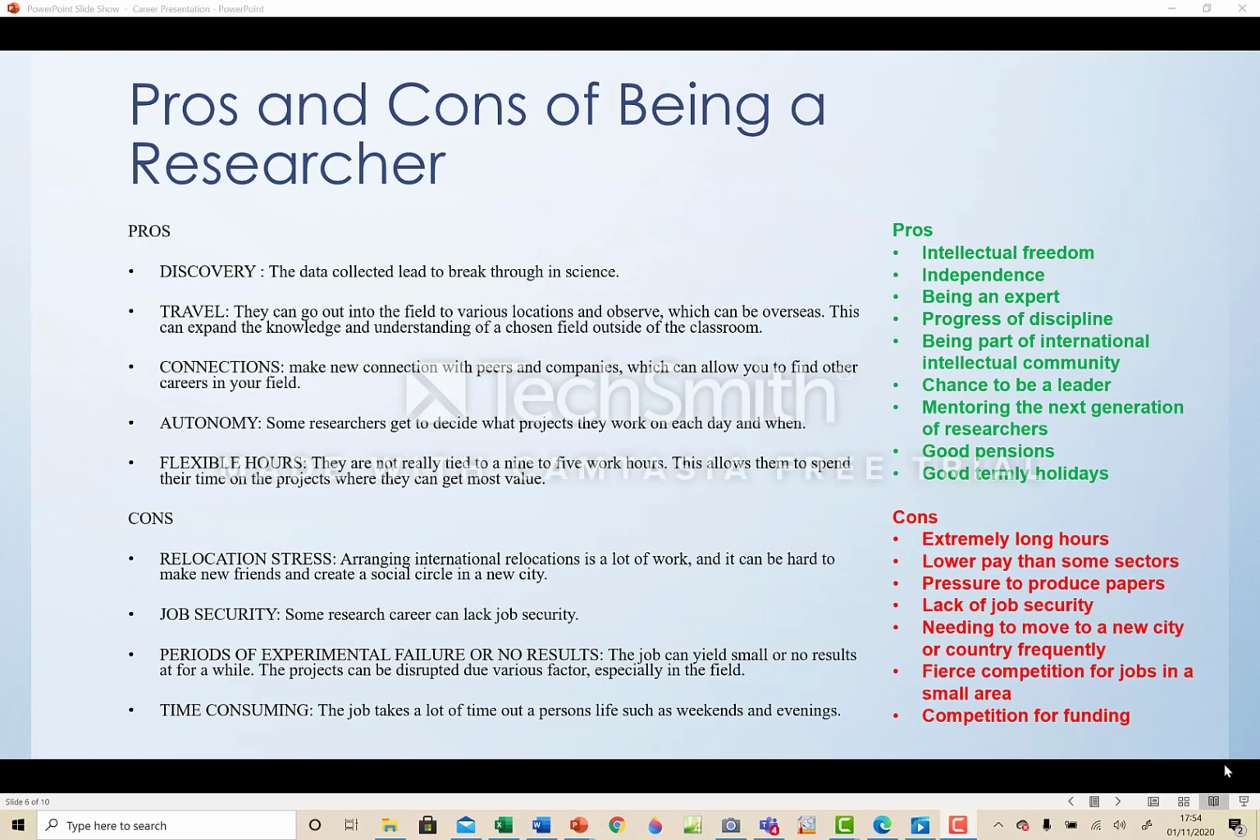On the cons side, job security is not always guaranteed since funding is hard to come by, and also there may be competition for any job vacancies. And sometimes, when your experiments don't go according to plan and you get no results, it can be disheartening. So, these are the pros and cons of being a researcher in pharmaceutical sciences in academia.